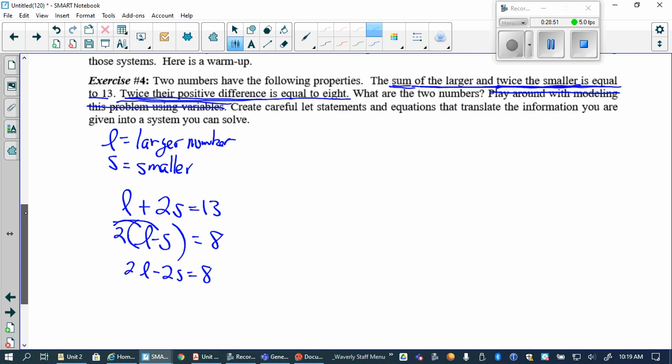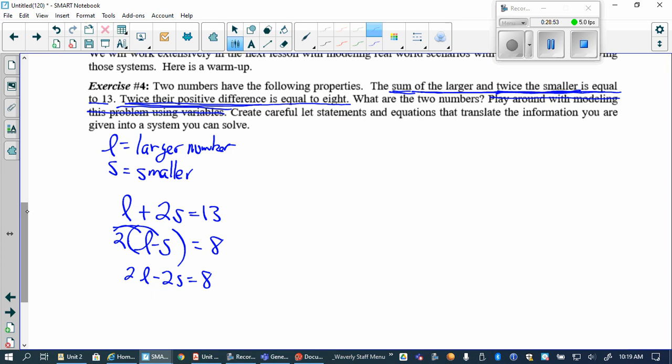Let me just bring this up here. I don't want this middle one confusing things, so I'm just going to write it up here. L plus 2S equals 13. What's confusing? The S's look like 5s, so it's not really confusing, it's just unclear. And then 2L minus 2S equals 8. Now, hold on.